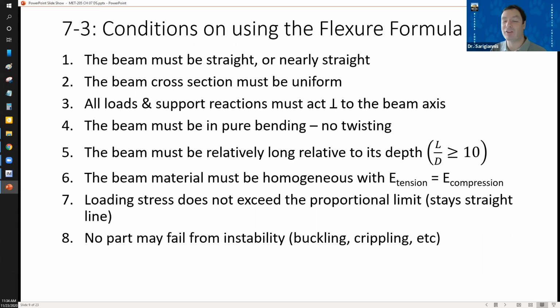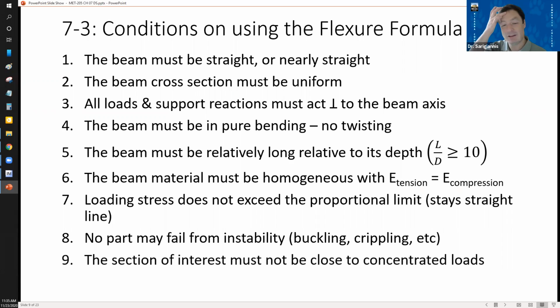And you can't have any failure from instability, buckling, crippling, etc. And finally, the section of interest must not be too close to the concentrated loads. This is ideally applying that formula. If you're too close to a concentrated load, just like if you're too close to one end of a piece being pulled apart, that stress needs some distance to uniformly distribute over the cross section.